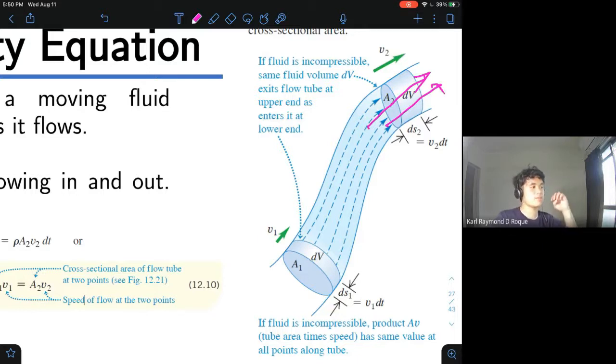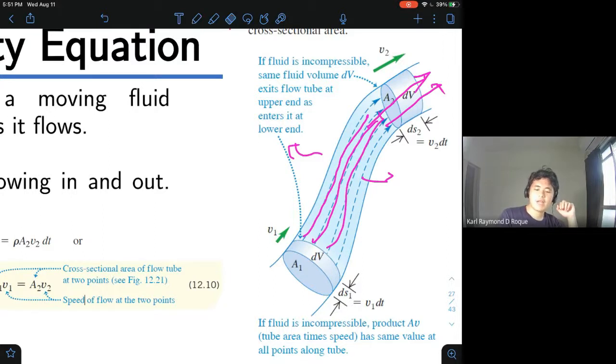Kaya nangyayari to. Okay. So, let's examine. No? At saka guys, kasi, bawal lumabas yung fluid dito. Bawal lumabas siya, walang butas. So, the fluid is forced to pass through here.